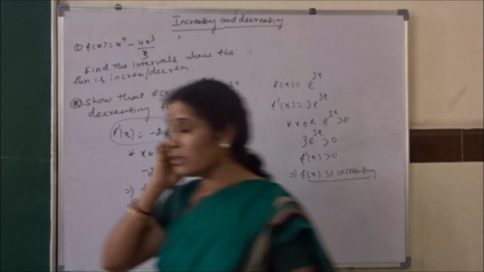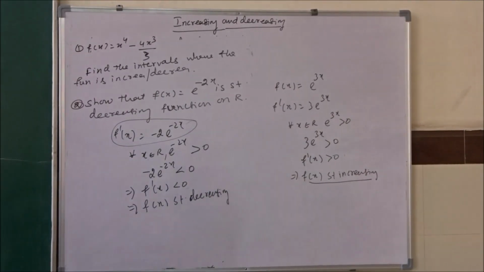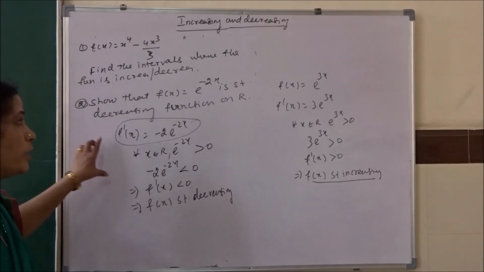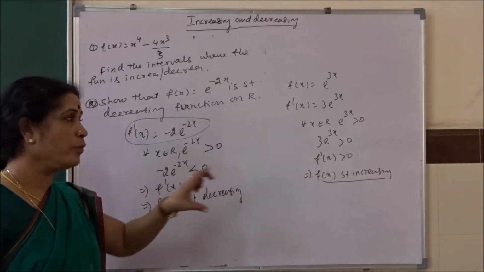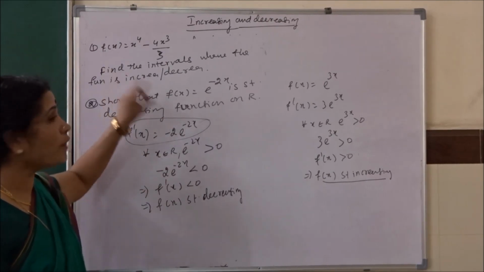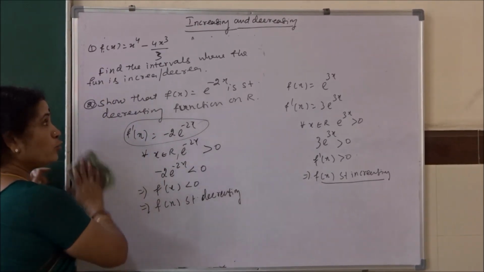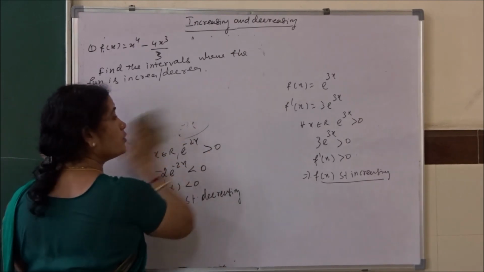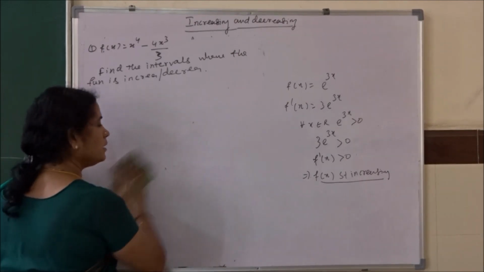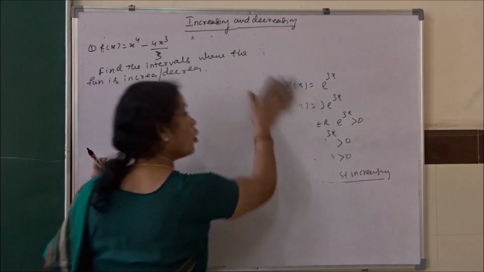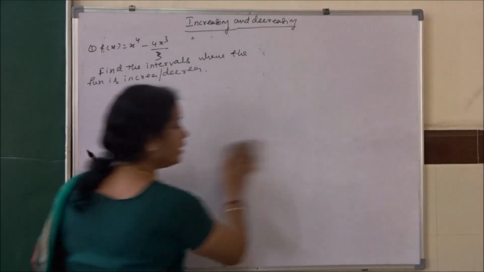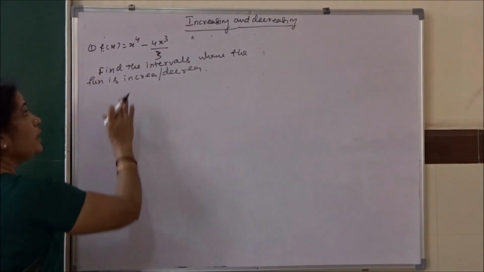So what I am saying is, there are two varieties of questions from increasing, decreasing. One is to show that, and I told you what you have to do. Another one is to find the interval. Nothing else in increasing, decreasing. Now I told you how to show by argument that the given function is increasing, decreasing. Okay, fine. Now we are finding intervals.